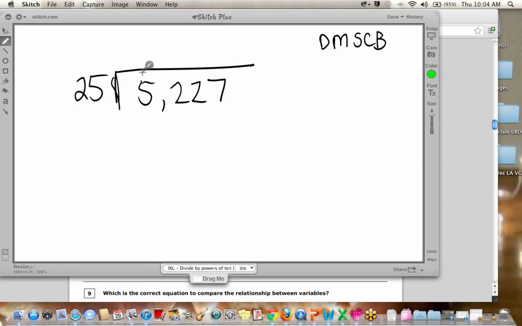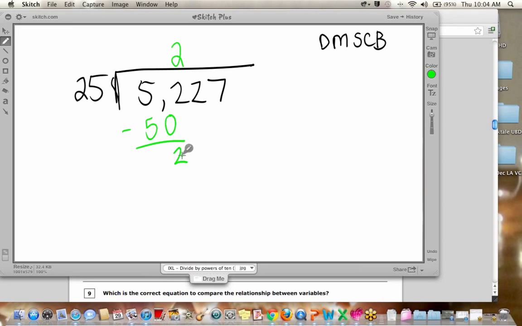Dakota, how many groups of 25 fit into 52? 2. Good. So that was our first step, divide. Couple ways to do that. Well, you should be able to do this in your head. What's 2 times 25? 50. Good. Next step is to subtract. So 52 minus 50, we all know is 2.